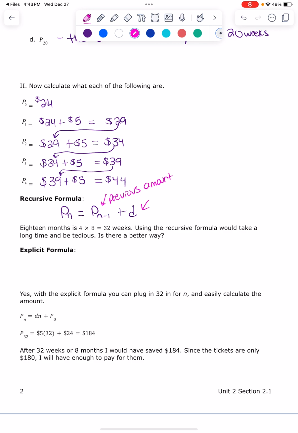So the recursive formula is P sub n is equal to P sub n minus 1, the previous amount, plus D. And D is called the common difference. That's how much it's changing. And in our example, it's changing by $5. So the common difference is $5.